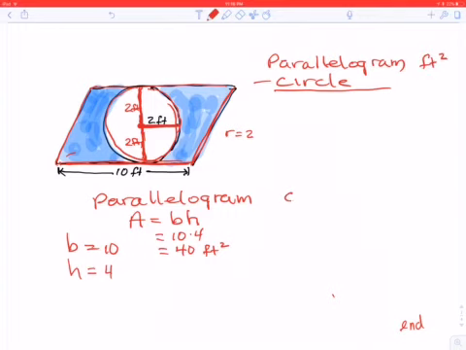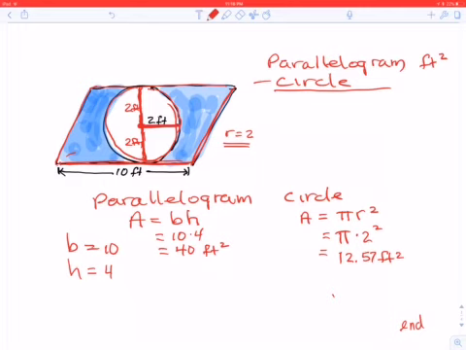Now for the circle. The formula for the area of a circle is pi times the radius squared. And I just said that our radius was 2. So it's pi times 2 squared. You want to use the pi key on your calculator. I get 12.57 square feet.